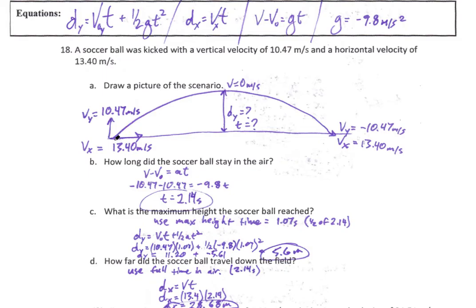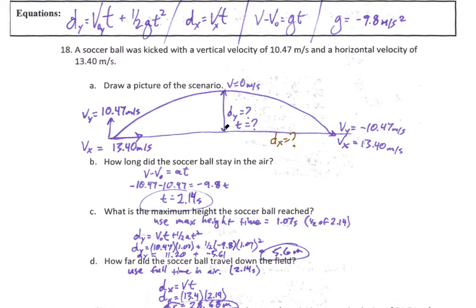Okay, so we know our vertical velocity, 10.47 meters per second. We know our horizontal velocity. It's already been broken up for us. Now we've got to figure out what's going on. So we're kicking this ball down the field. Eventually it's going to go up, it's going to come back down, and it's going to land somewhere over here. We don't know where that somewhere is quite yet. That's one of the things that we'll see in a bit that we are trying to figure out. So that would be considered the distance in the X direction that we don't know, going this way.